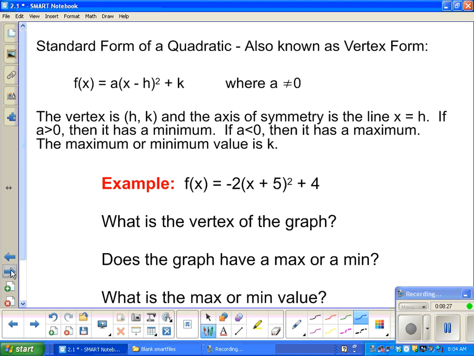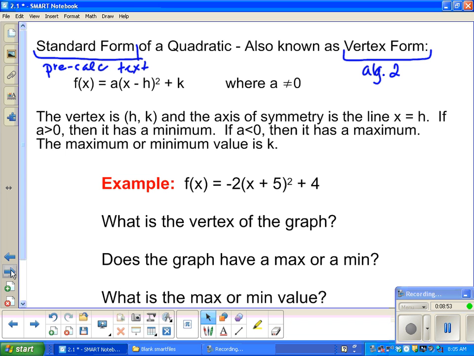Standard form of a quadratic, also known as vertex form. This is what our pre-calc textbook calls standard form. This is what almost every other textbook calls it, but that's what we saw in Algebra 2. f of x equals a times x minus h quantity squared plus k, but a doesn't equal 0, because if a equals 0, then we have a linear function.